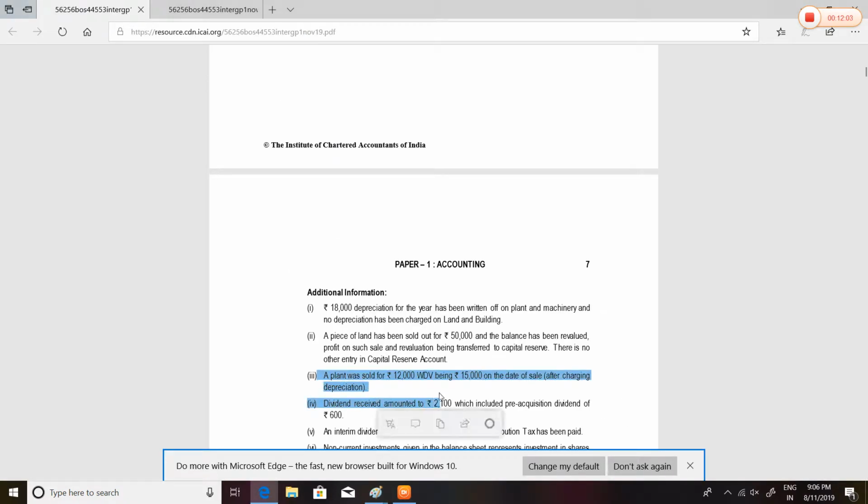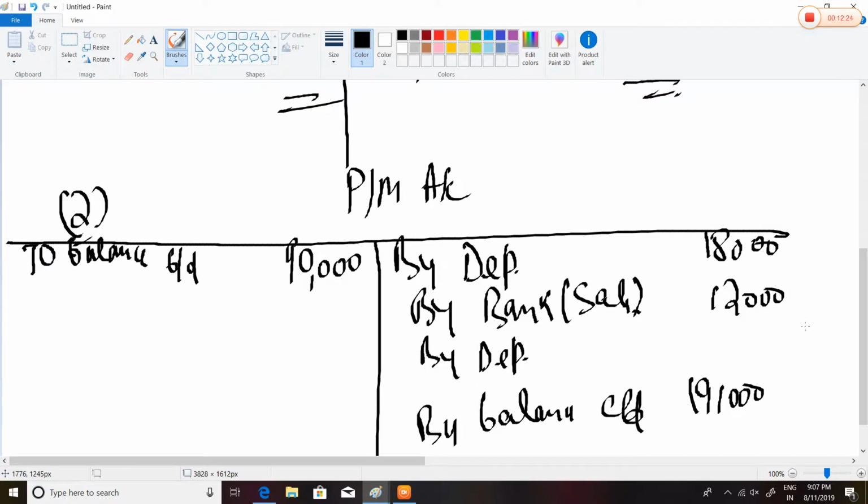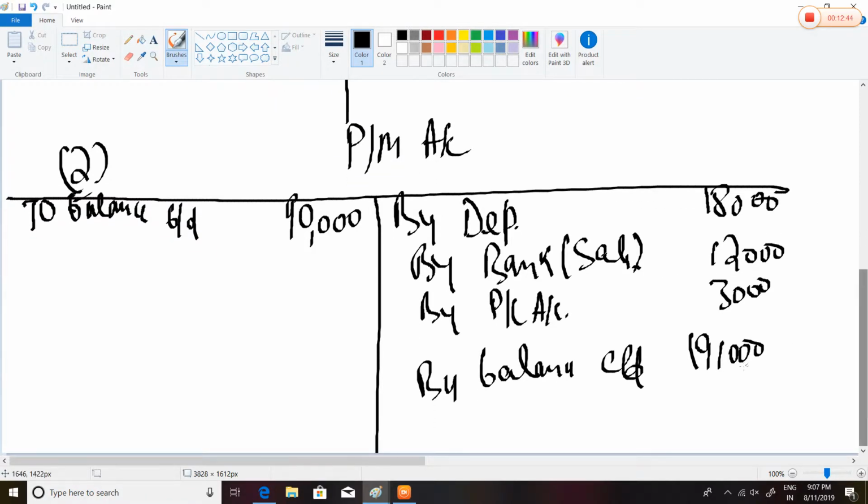a plant was sold for 12,000, written down value being 15,000 on the date of sale after charging depreciation. Okay, by bank, sale 12,000 and by profit and loss account, loss on sale. Okay, how much is the amount? 3,000. 15,000 was the total amount. Okay, next, plant and machinery account is over.